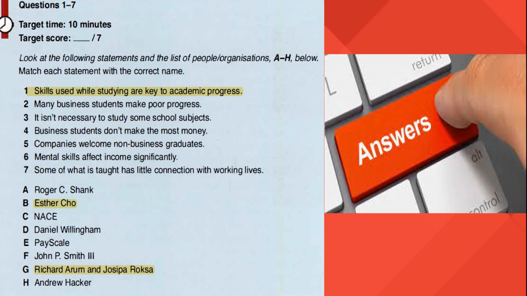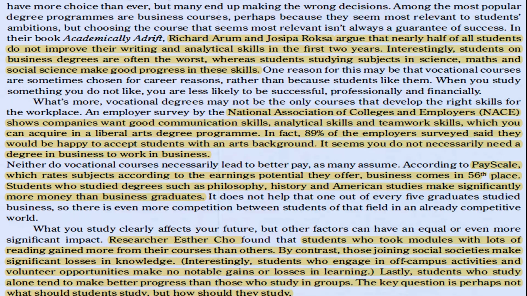So, many business students make poor progress. And here it is: poor progress, they do not improve their writing and analytical skills in the first 2 years. So maths and social science students make good progress in the skills, rather than students on business degrees.